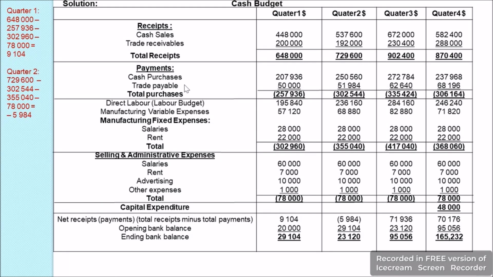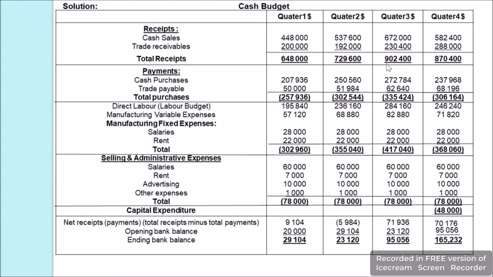Then again for the second quarter we start with the total receipts, which is $729,600. From there we subtract the total purchases, which is $302,544. Then we subtract the total other manufacturing expenses, which is $355,040. We subtract the total administrative and selling expenses, which is $78,000. We get a negative value of $5,984. So as this is negative, these are the net payments, and we have mentioned it here. And we have the opening balance of $29,104. From there we subtract this $5,984. We get the closing or the ending bank balance as $23,120. This will be again the opening bank balance for the third quarter.